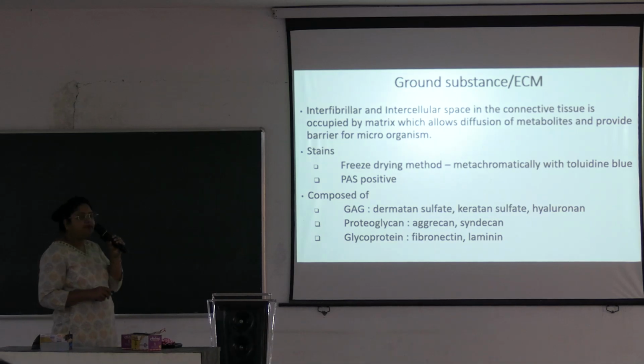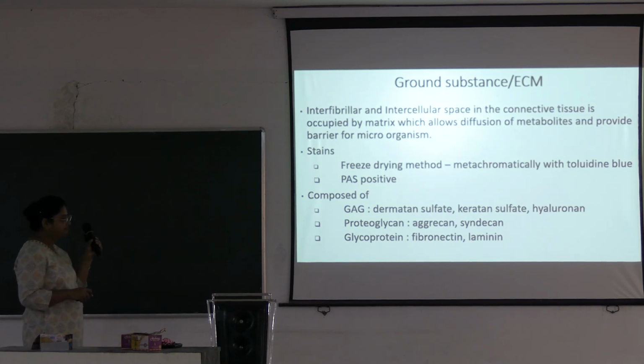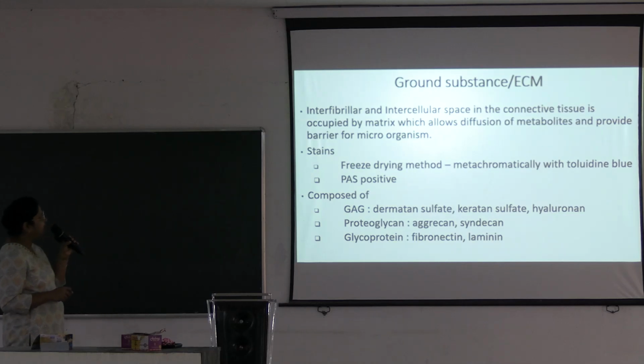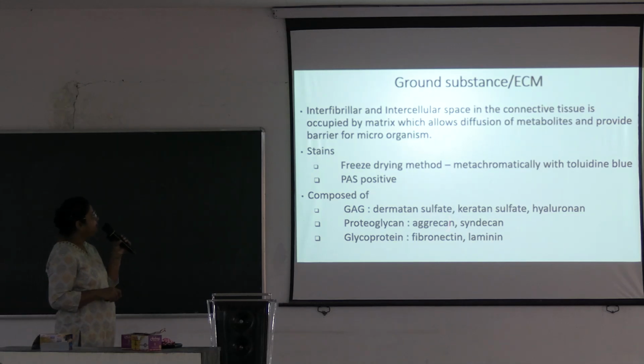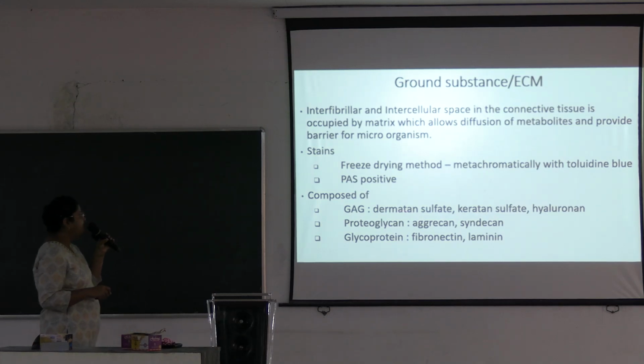What are the stains used for visualization of extracellular matrix? Freeze drying method, and it is stained metachromatically with toluidine blue. Okay, special stain has to be used, and it is also periodic acid Schiff positive. The extracellular matrix is composed of GAG, glycosaminoglycans. What are the glycosaminoglycans? This is also asked in your viva and MCQs. Dermatan sulfate, keratan sulfate, hyaluronan. Okay, these form the GAG.